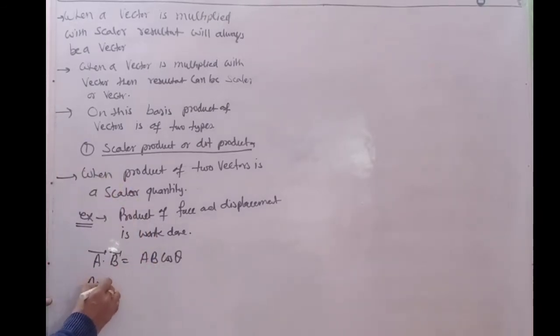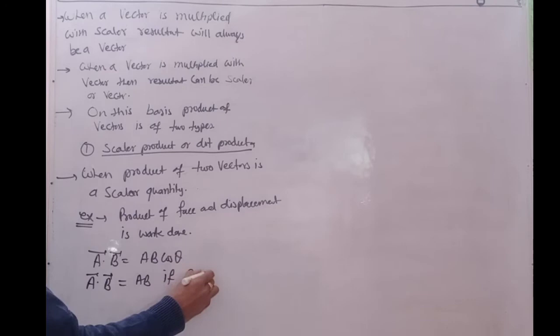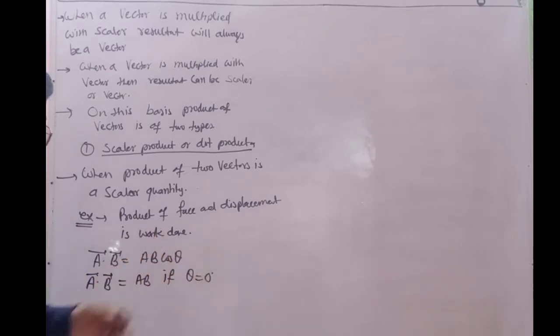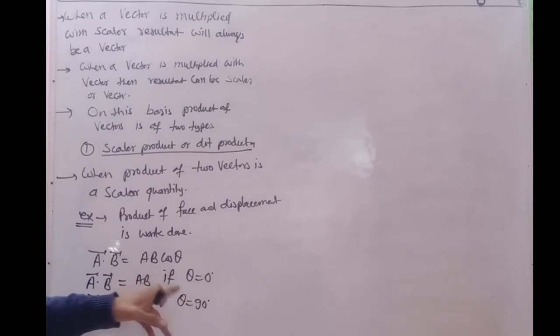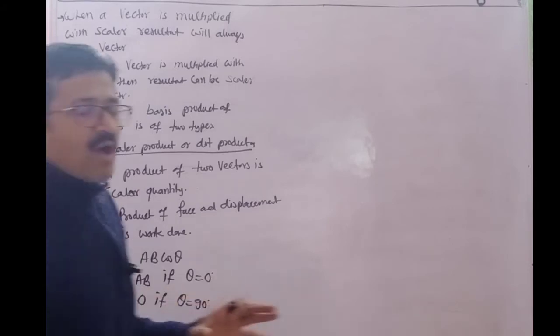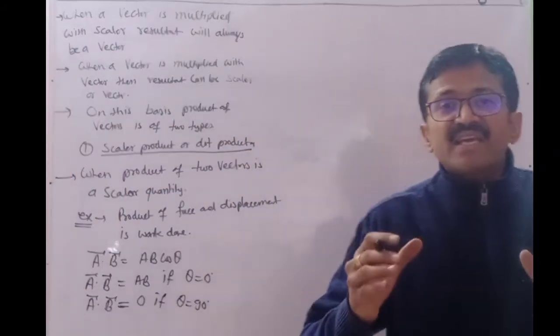A dot B is equal to AB if theta is equal to 0, because cos 0 is 1, that you know. A dot B will be 0 if theta is equal to 90. If theta, that is the angle between them, is 90 degrees, that means they are perpendicular, then the result will be 0.